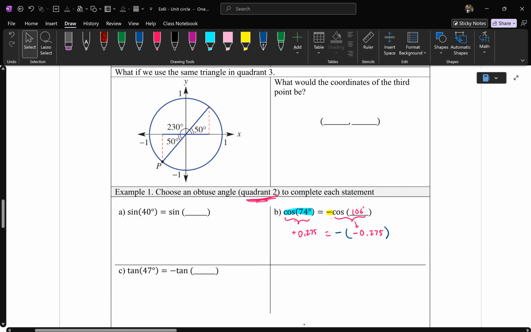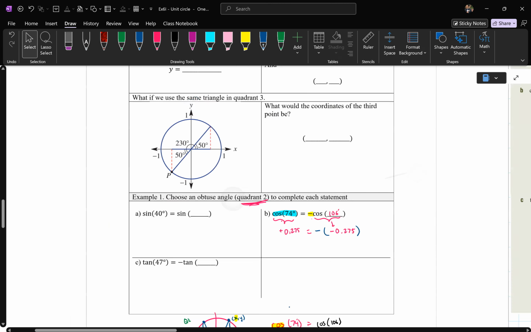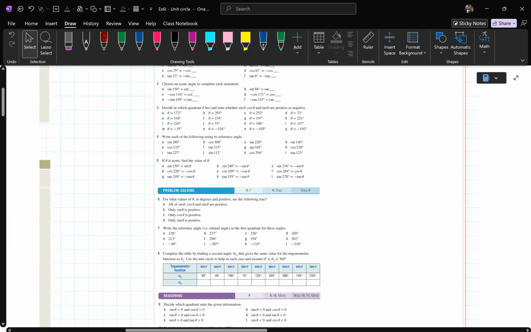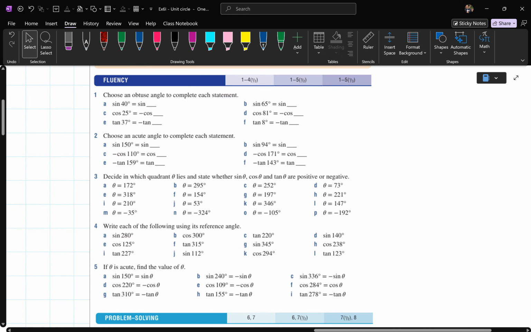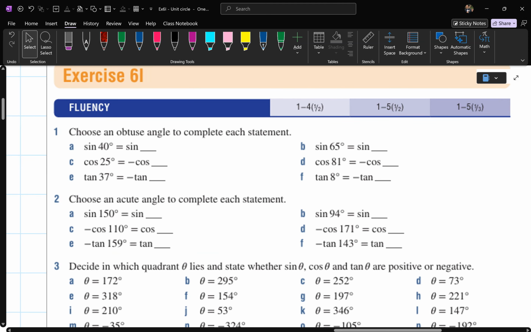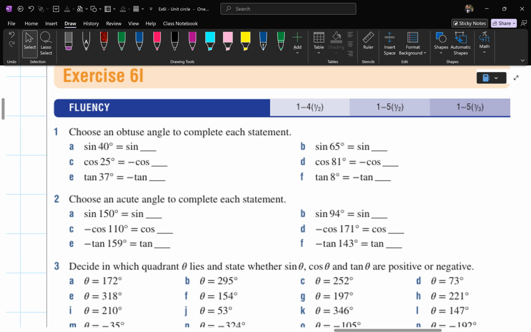That's pretty much the skill you want to practice. So if you go back to 6I, that's what the questions are asking. They're trying to get you to work within the different quadrants. And you've got to figure out what the angle is. So when they say obtuse, they mean quadrant 2. Obtuse is bigger than 90 and less than 180.